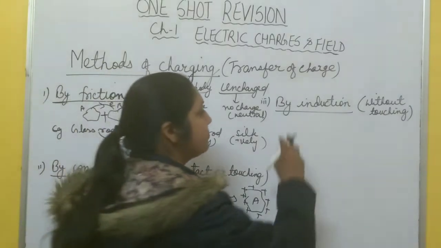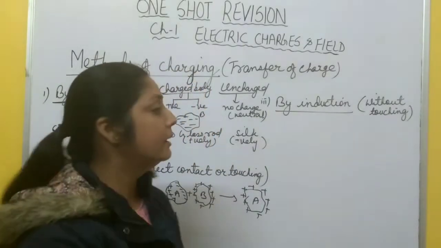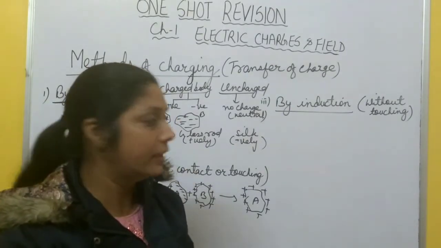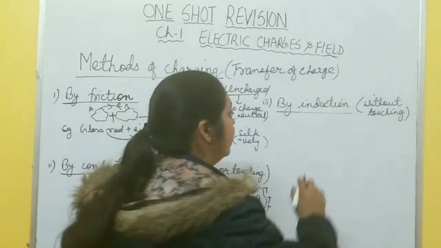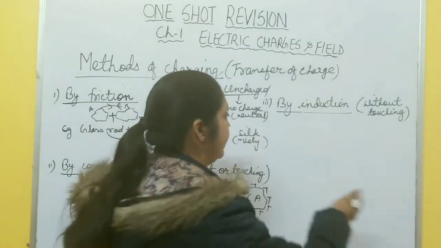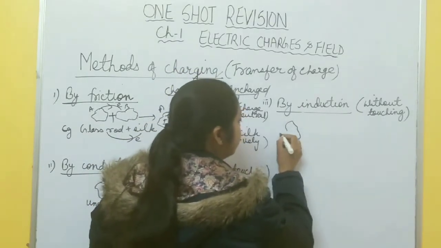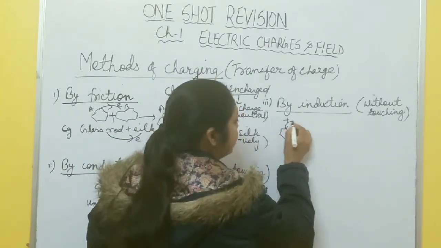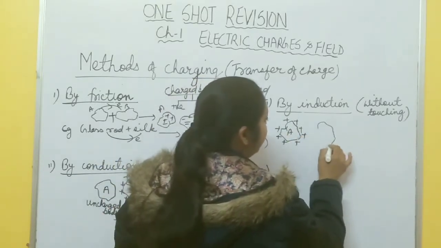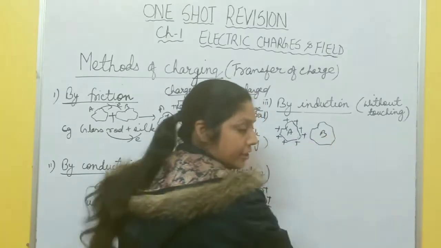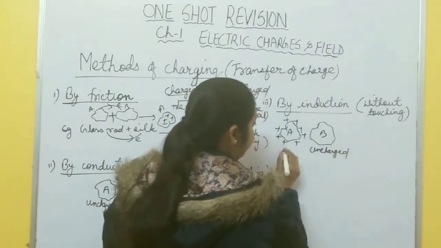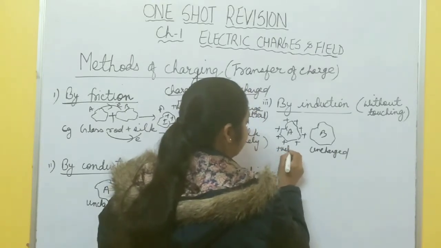Now the next one is by induction method. This means without direct contact, without touching, right? In this one, the uncharged body can be charged with the opposite polarity. Suppose this one is body A and this is a positively charged body, right? And there is another body B which is uncharged. This body is uncharged and this one is positively charged.